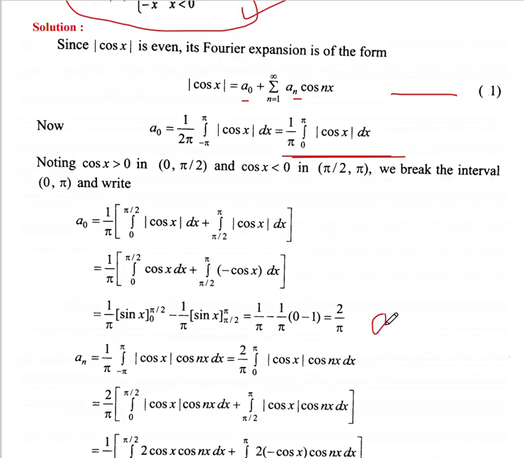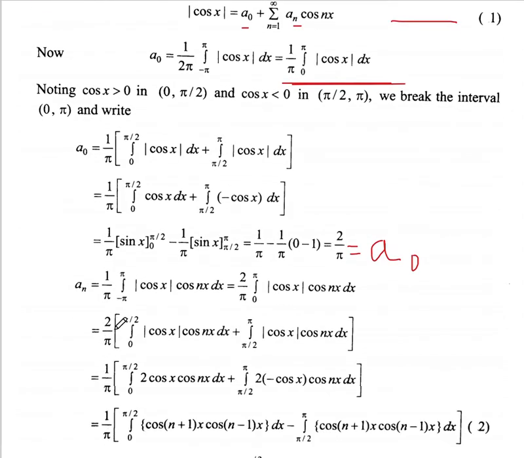That is, the value of a0 is 2 upon pi. Now we will find out the second coefficient, that is an. An is given as 1 upon pi integral from minus pi to pi of mod cos x times cos nx dx.